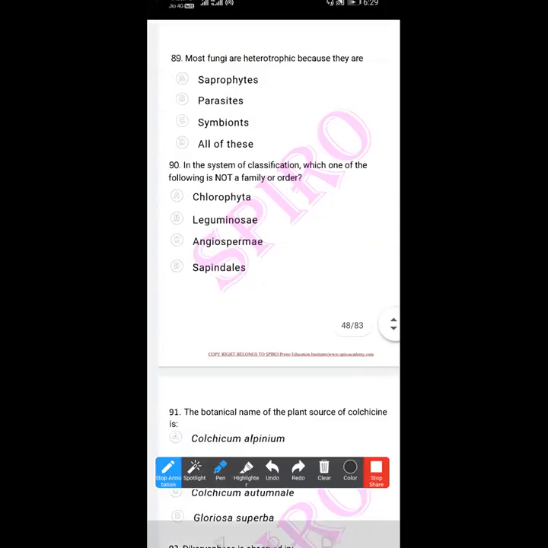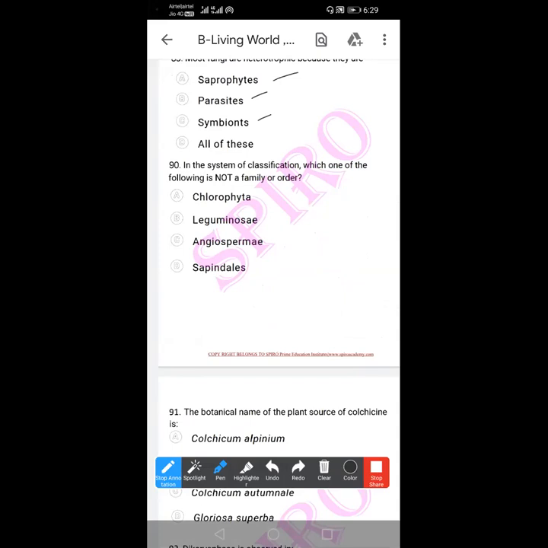So next, most of the fungi are heterotrophic because they are saprophytic, they are parasitic, they are symbiotic. Yes. So the correct answer is all of these.